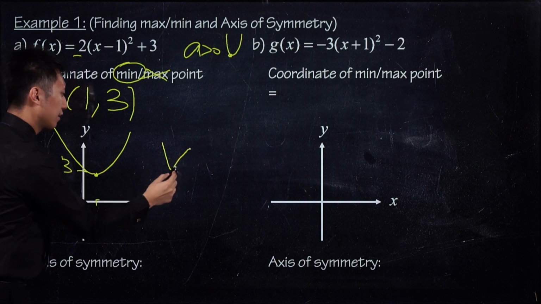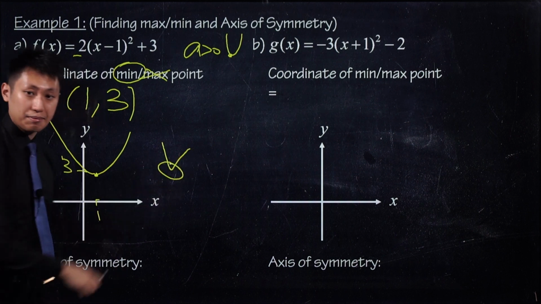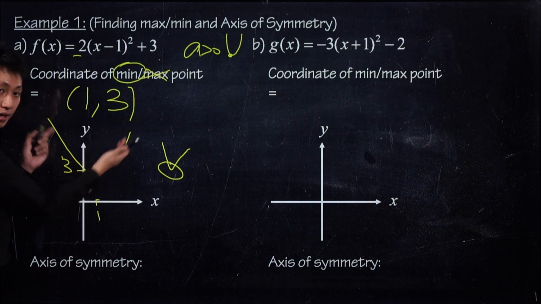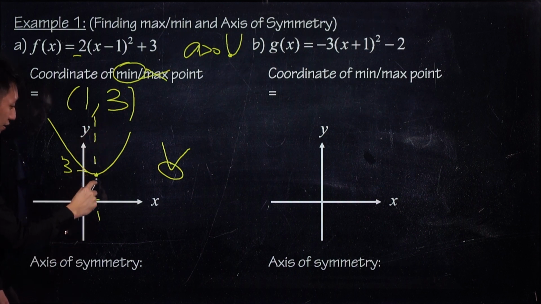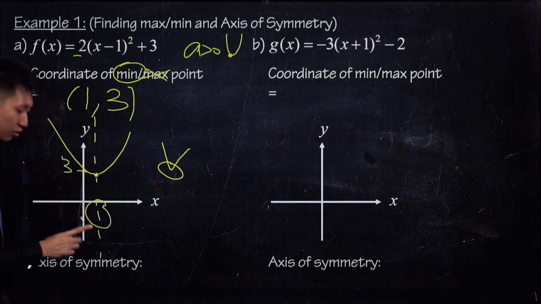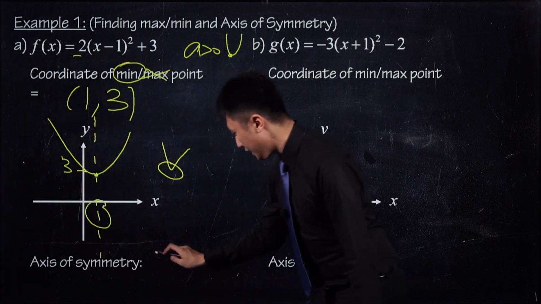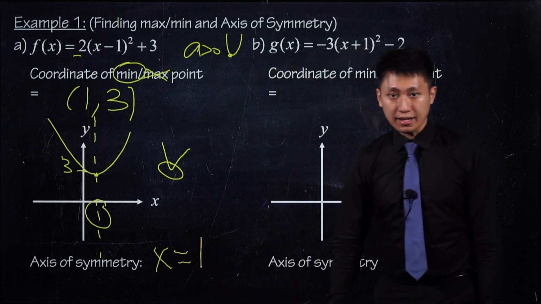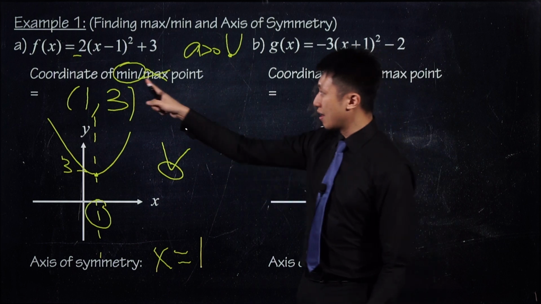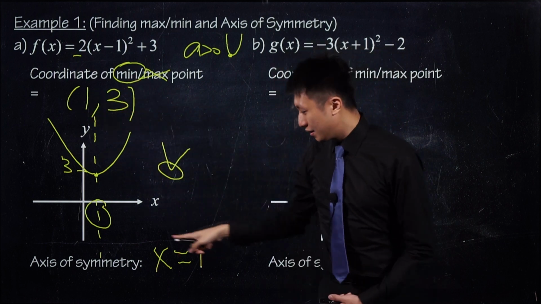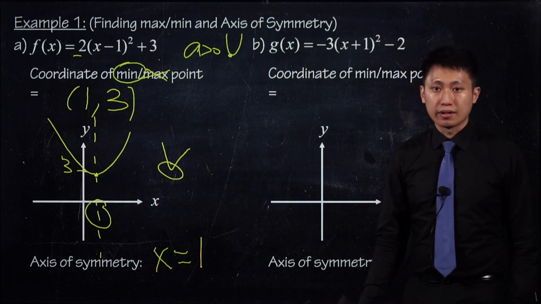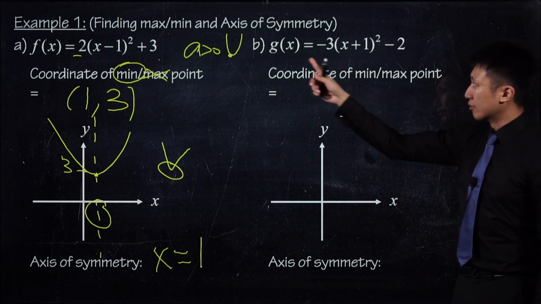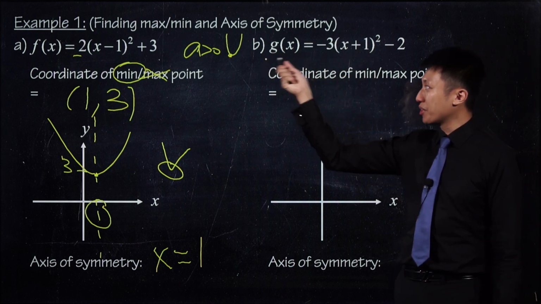Remember, you can't draw a V shape. This one has a sharp corner, so it's wrong. It's a smooth, rounded one. Axis of symmetry, how do I know? It's here, right? So I put the dotted line here. This value is 1, so it should be x equals 1. It's the x coordinate of the maximum or minimum point. That's for parabola.